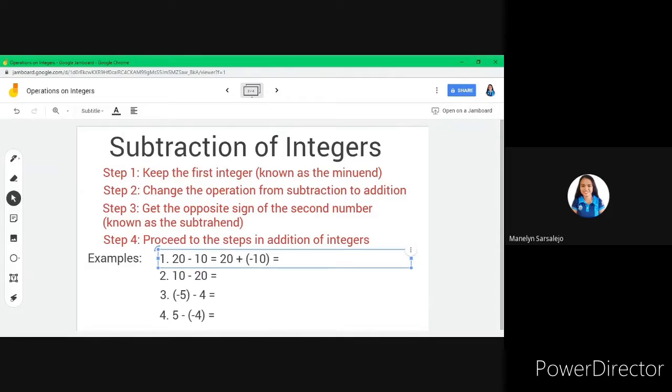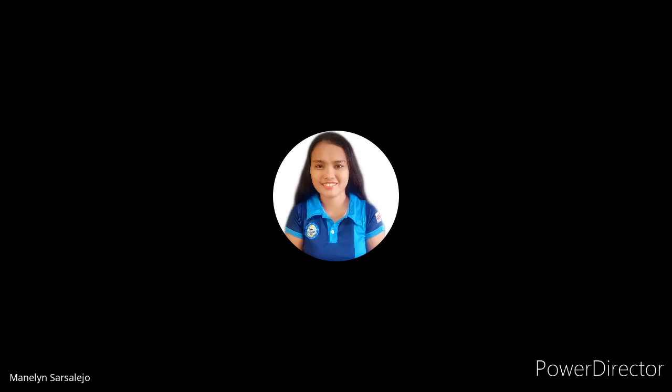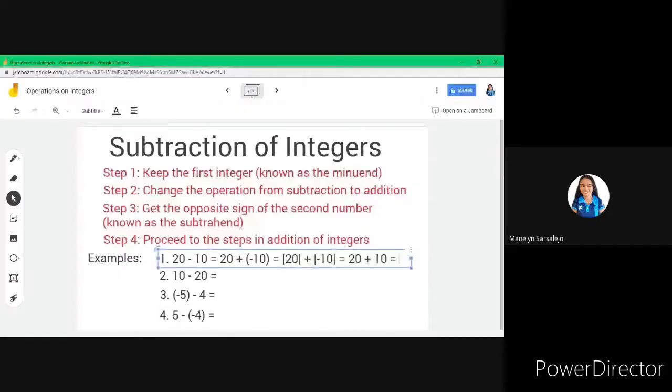So ang rule sa addition, since different signs naman ni ang 20 ug ang negative 10, so saan man to? Still remember? So we have to get the absolute value of each number and subtract the smallest from the largest absolute value and copy the sign of the number with the larger absolute value. Okay, so kuha ni absolute value of 20 and absolute value of negative 10. So we have 20 minus 10, which is positive 10. Okay, positive man ang atong 20 nga naay dakog absolute value.